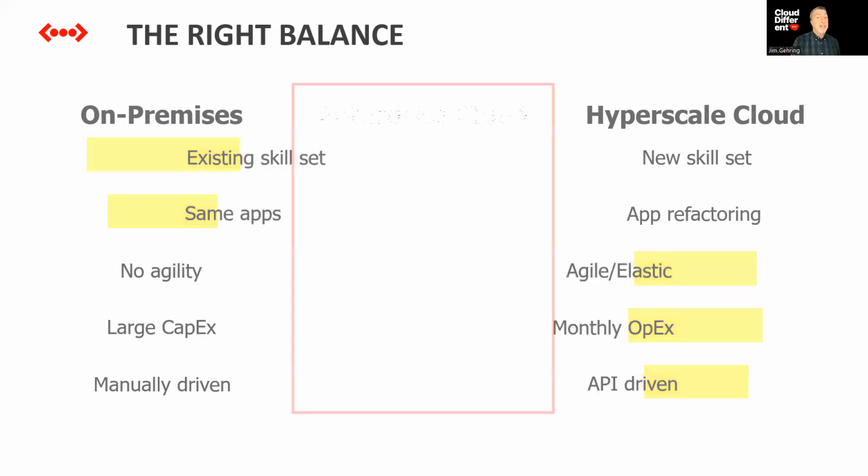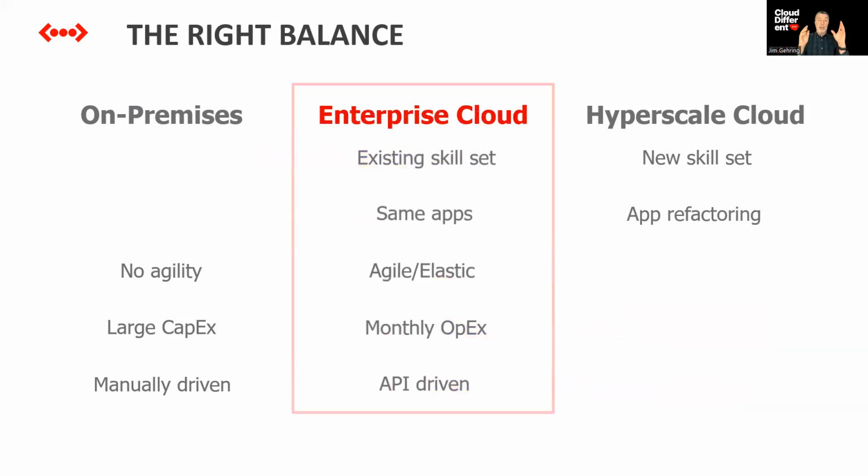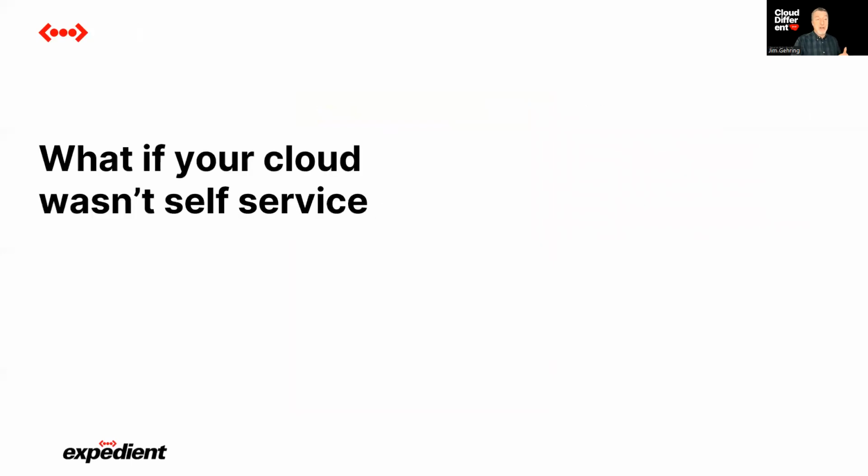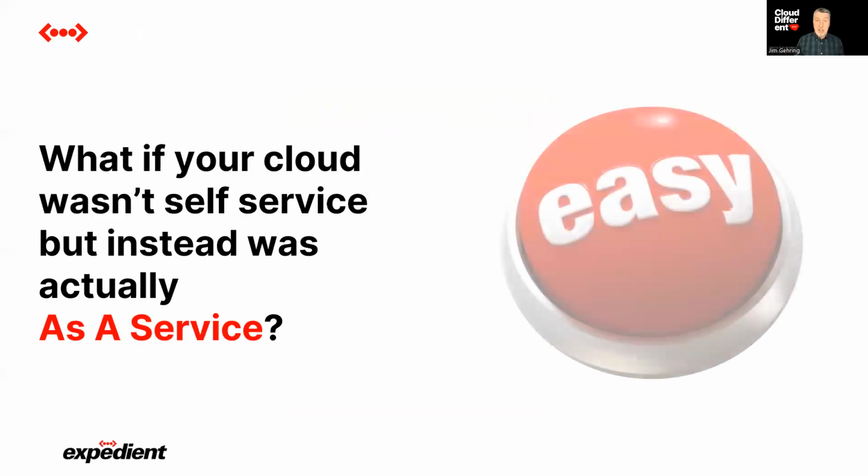So Expedient Enterprise Cloud is something that pulls that together. We can move your applications up to an environment, a VMware vCloud that they're familiar with, so it's easy for them to work inside of. We can offer them other services around that to free them up for the challenges that your organization faces in achieving true transformation. We're agile and elastic. We have a monthly OpEx, and we are API driven. So you can automate the you-know-what out of this. That's good. So how about as a service instead of self-service? That's what we're talking about.